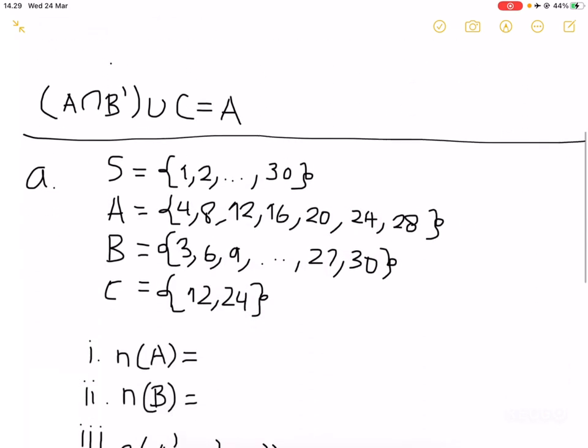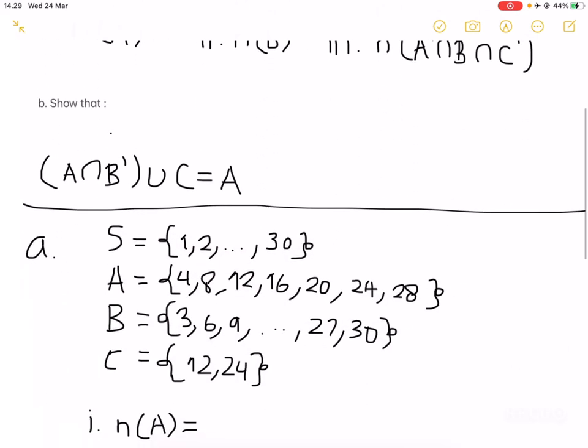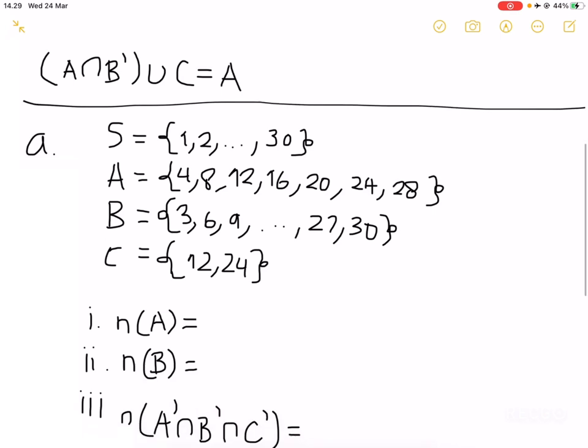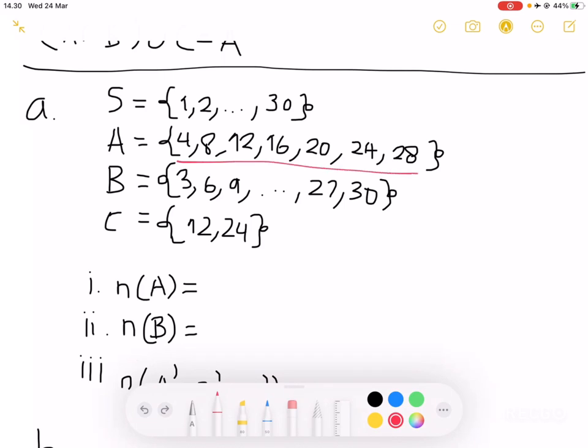So let's just do that. As you can see, I've rewritten each set in this form so that we can evaluate this pretty easily. n of A represents the number of elements in set A, which is this thing right here, and you can just count this and you see that there are 7 elements in set A. The number of elements in set B, which contains all multiples of 3 from 1 to 30, if you calculate that, you'll get 10 elements.